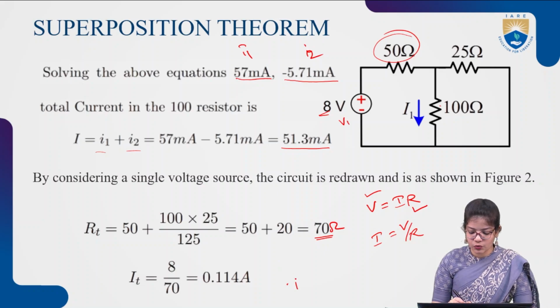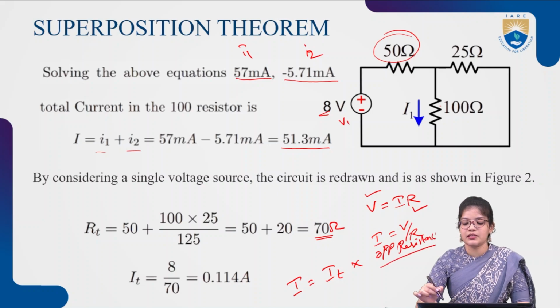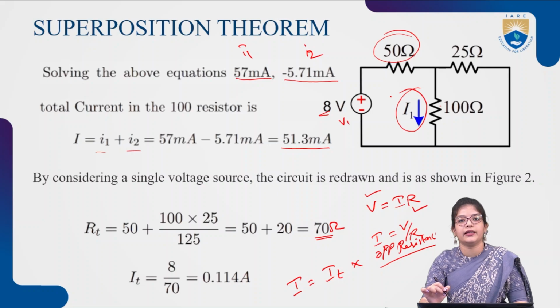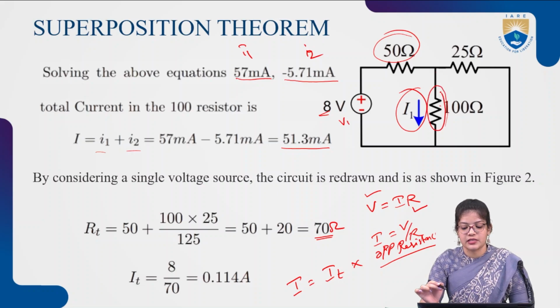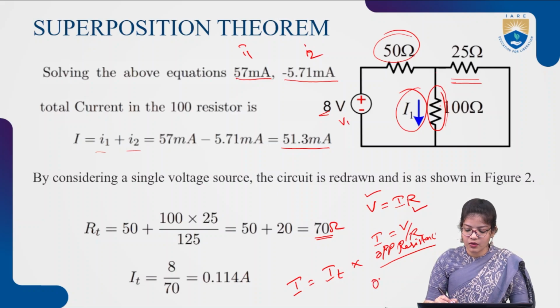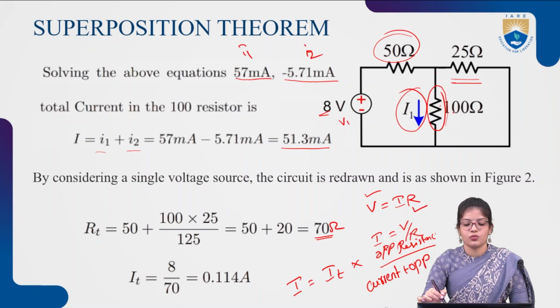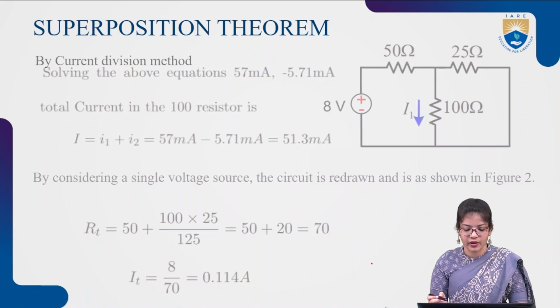So here current division rule, I will be equal to I total into opposite resistance by current resistance plus opposite resistance. So opposite resistance is nothing but the one across which we are not calculating the current. This will be the current resistance, and this will be the exact opposite resistance. So by using this formula, we are going to calculate the value of I.